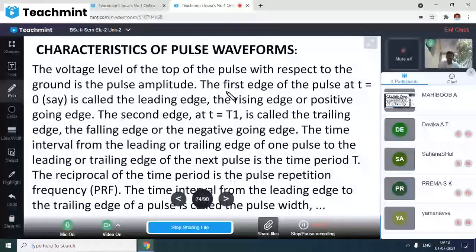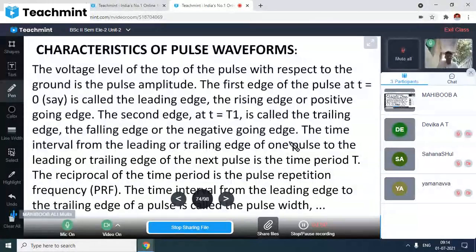or it is also called the magnitude of the pulse. The edge of the pulse at t equal to 0 is called the leading edge, or the rising edge, or a positive going edge. The second edge at a time t equal to t1 is called the trailing edge. It is also called a falling edge or the negative going edge.